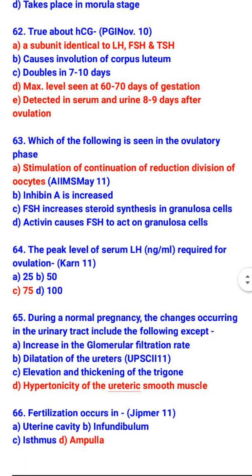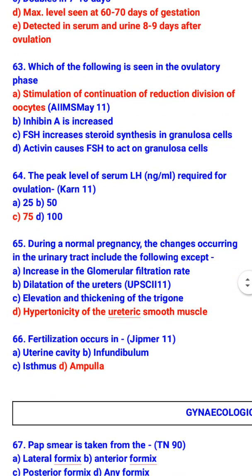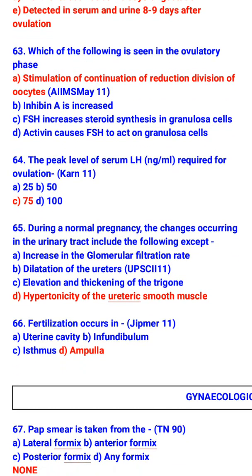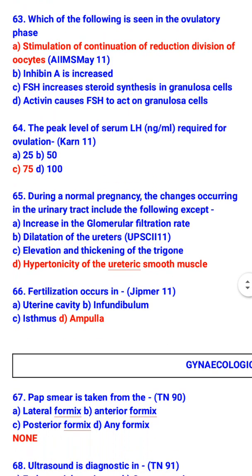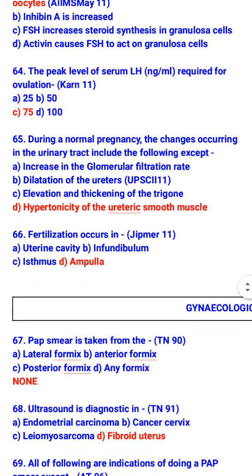Stimulation of continuation of reduction division of the oocyte. The peak level of serum LH required for ovulation is 75 nanogram per milliliter. During a normal pregnancy, the changes occurring in the urinary tract include the following except. So which are the changes? Increase in the glomerular filtration rate, that is GFR, dilatation of the ureter, elevation and thickening of the trigone. So which is not a change is hypertonicity of the ureteric smooth muscle.